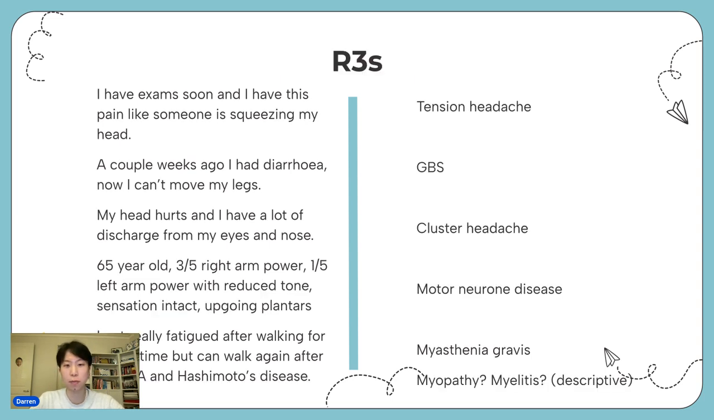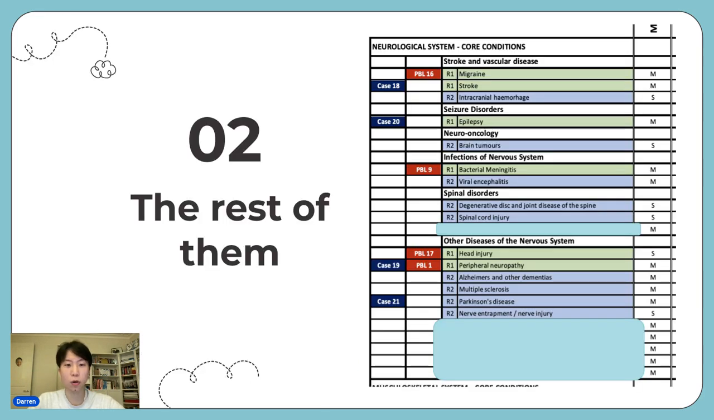So these are actually essentially all your R3s. There's also myopathy and myelitis. I think they're more descriptive and you should be able to figure them out fine from the question. I would also learn the main treatment for each of these. So, for example, cluster headache can give oxygen therapy and triptans. But yeah, the classic presentation plus main treatment for these. Now let's talk about the rest of them.